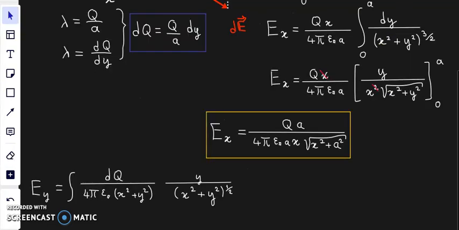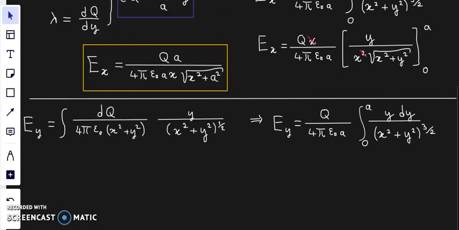So here's E sub y. Again, I'm going to substitute dq with an expression involving dy as I did before. Also, I'm going to simplify the denominator by combining the like terms x squared plus y squared. Let's also pull out all the constants outside of the integral. Now we can go ahead and take this integral.